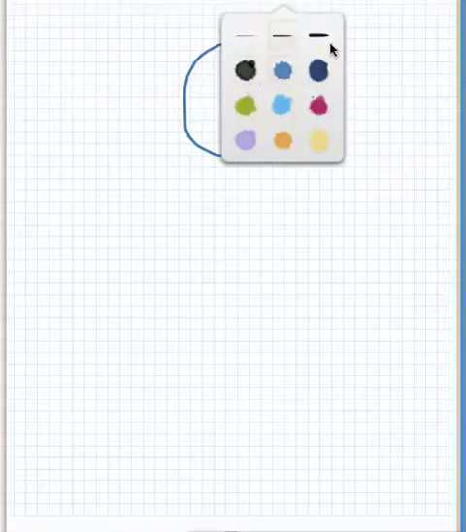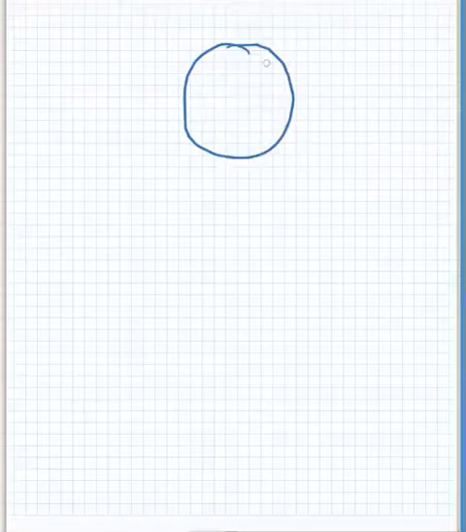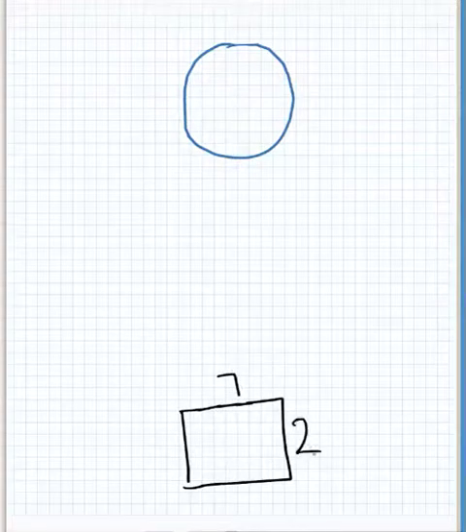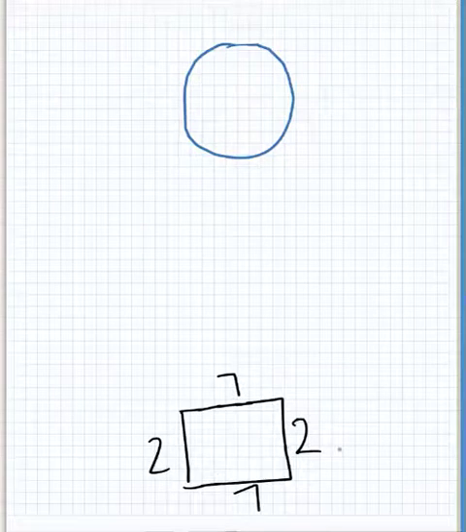pretty good. Now, instead of saying the perimeter of a circle, now we know perimeter means the outside of a shape. And we can calculate the perimeter. For example, the perimeter of a rectangle, if it had a length of 7 and a width of 2, we would simply add up all the sides. So that would be 7, that would be 2. So 7 plus 7 is 14, plus 2 is 16, plus 2 is 18. So I would say perimeter is 18.